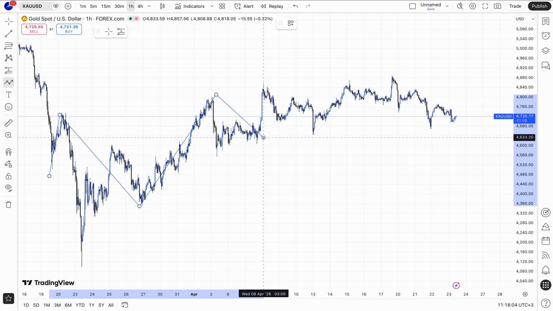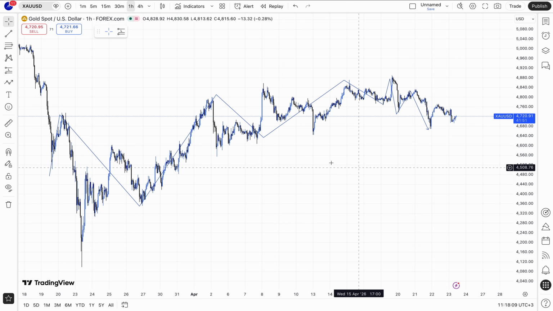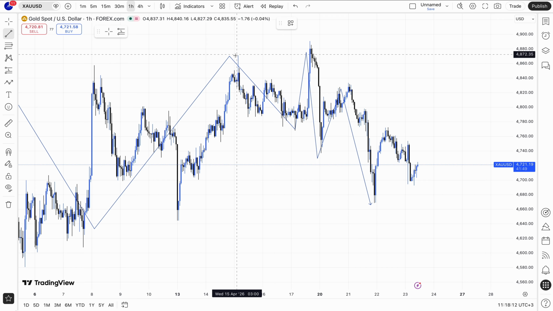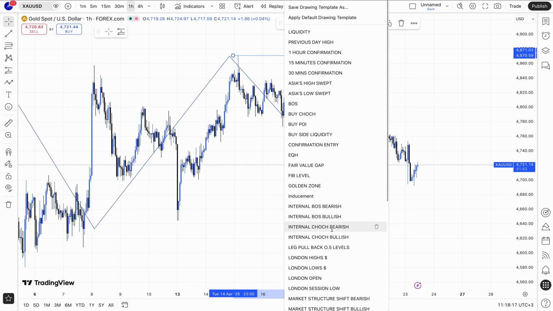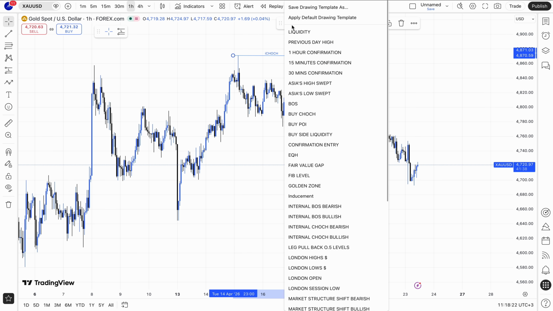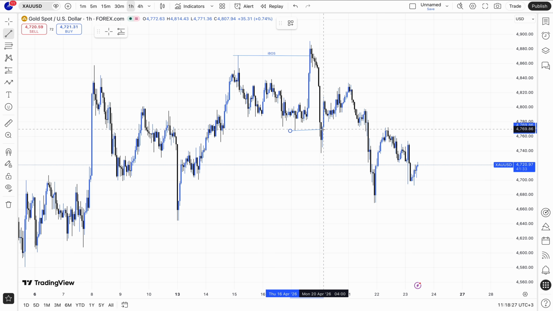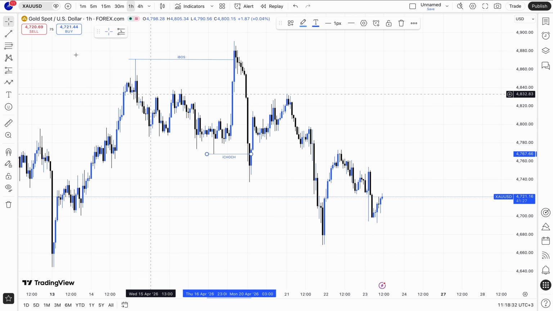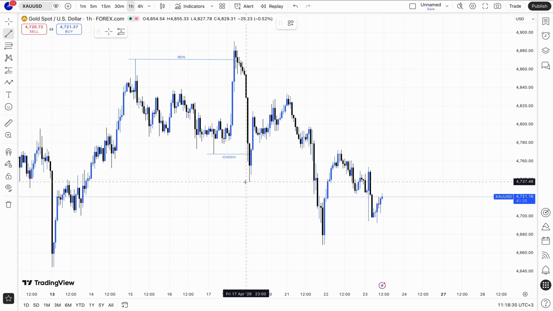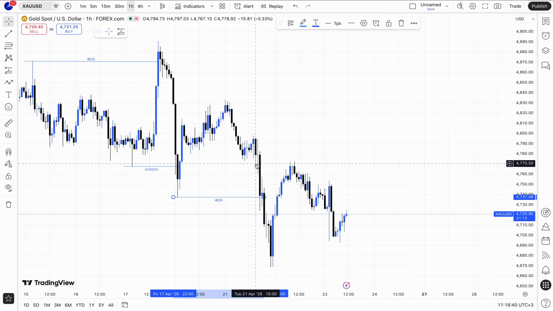Had the breakout structure to the upside, then you had a change of character to the downside. That means this was our last break of structure to the upside, and it's still internal market structure. It's a break of structure, not a change of character, break of structure. Then from there, we had our change of character to the downside. Break of structure to the continuation.